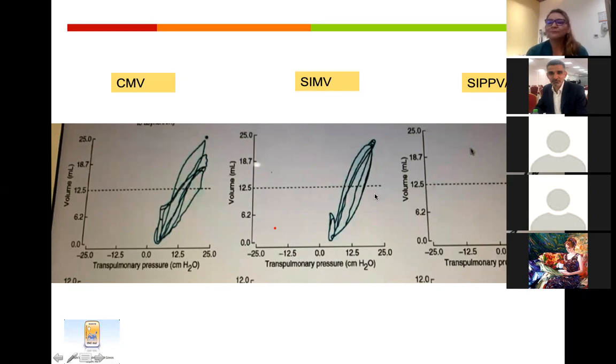SIMV, as I said, the number of breaths which we set will be synchronized if the baby is triggering during that time. But some of the breaths in between, if the baby is taking them outside of that inspiratory time, those breaths will be seen like this. And if we have totally assist-control, then all the breaths are going to be synchronized like this. So this is how you will be able to know what mode of ventilation we are in.